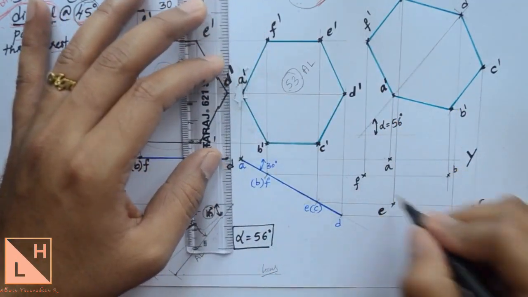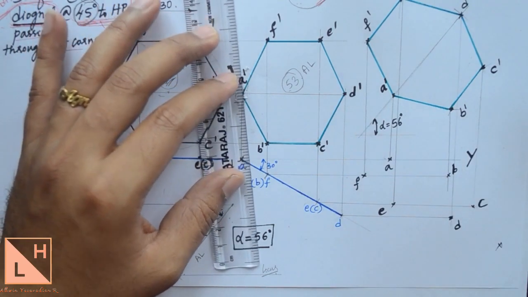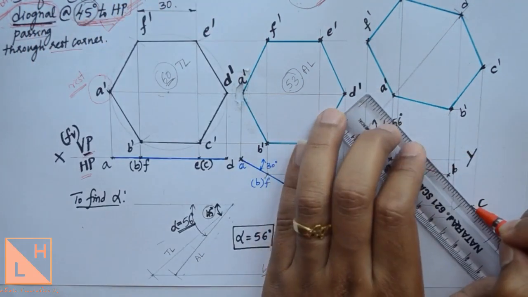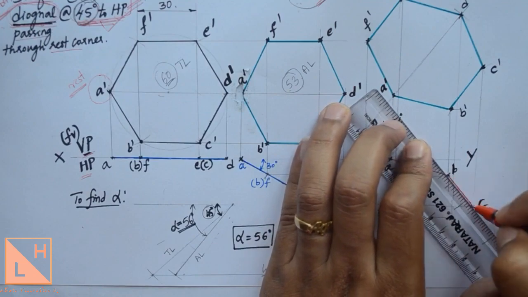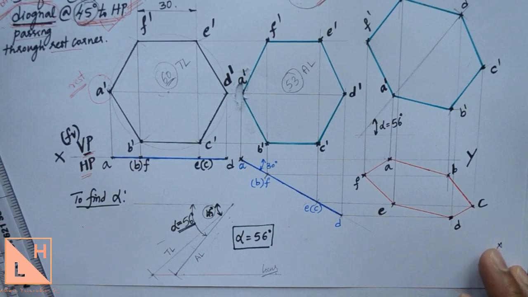So you got all the 6 points A, B, C, D, E and F. So you can join them with a dark line. There you have the solution for the given problem. Let's look at the next problem now.